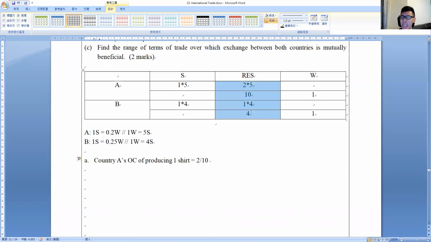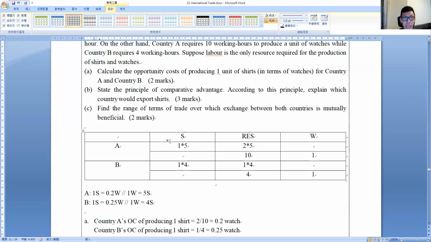Remember, when you show this to people, they don't know what you did. You need to use the right numbers to present, and that will be 0.2 watch. Now what about country B? Country B's opportunity cost of producing one cert. Now we know the answer is 0.25, but what are the right numbers? It would be 1 divided by 4, right? So here we write divide by 4, don't just write the number 4. Easier for us to refer to. Okay, so this would be the opportunity cost.